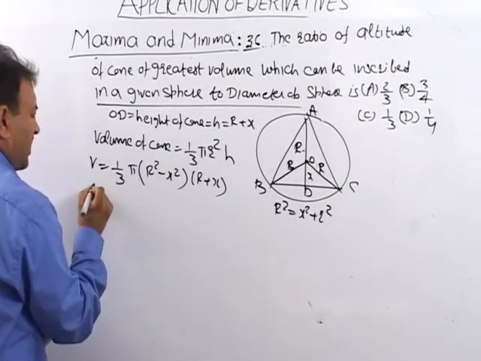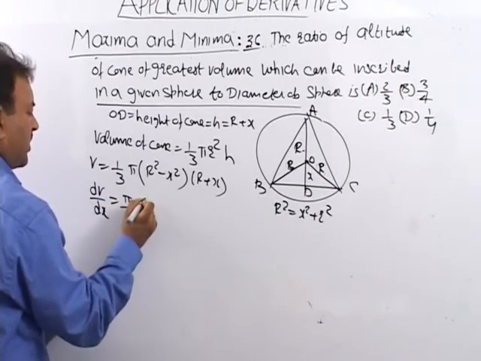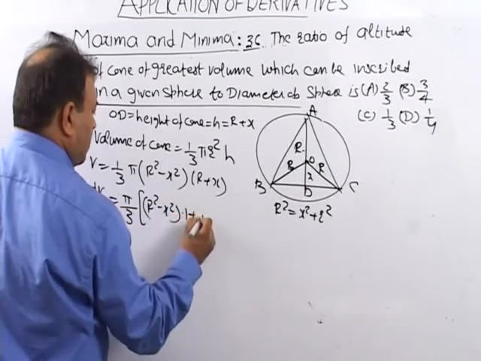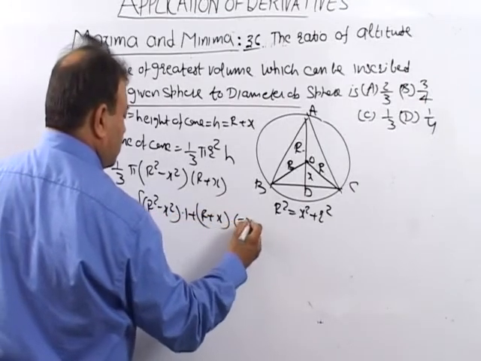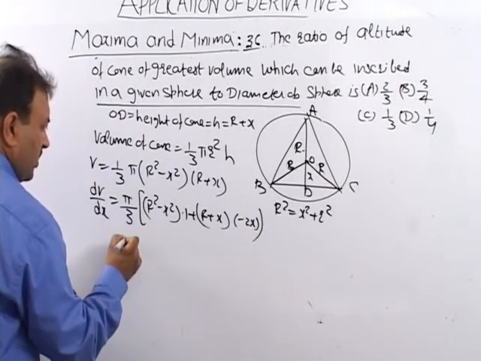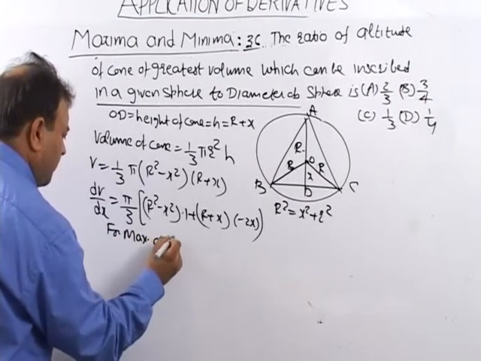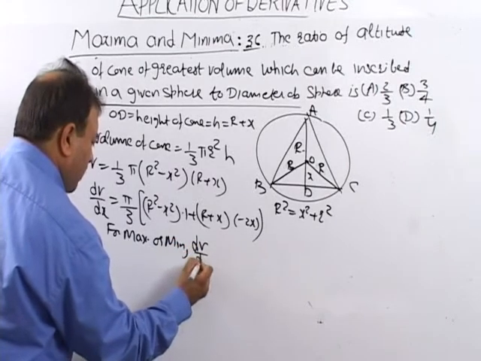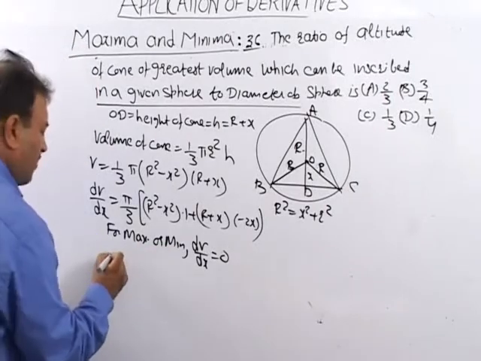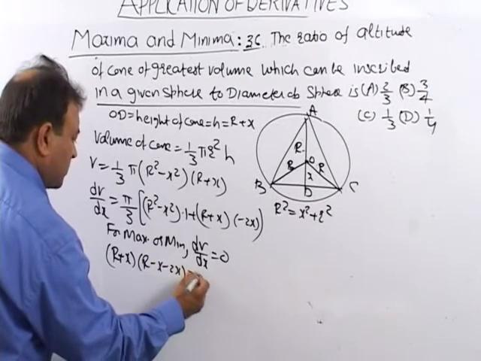Greatest करना है. Greatest के लिए क्या करेंगे? We find out dV upon dx. This is pi by 3. It comes out to be, it is R square minus X square outside into 1 plus R plus X into minus 2x. For maxima or minima, dV upon dx is equal to 0, R plus X common. It comes out to be R minus X minus 2x is equal to 0.